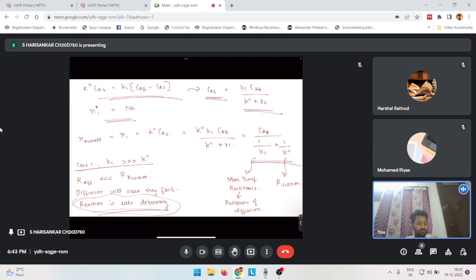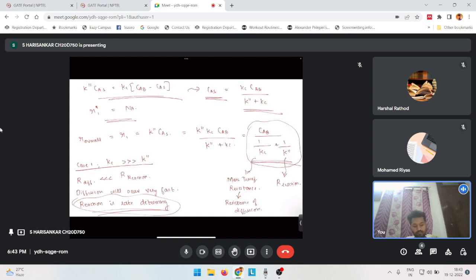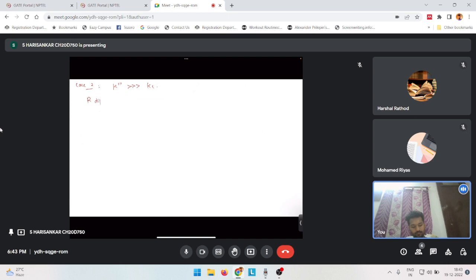This is just substituting these different cases into the equation CAB by 1 by Kc plus 1 by K double dash. Now you can have the other two cases as well. Case 2 is K double dash very much greater than Kc. So that means resistance of diffusion is very much greater than resistance of reaction. Here reaction will happen very fast and diffusion will happen very slow, and this will be rate determining.